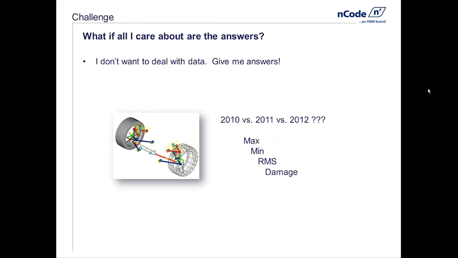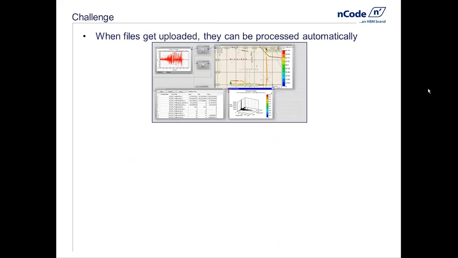Now, what about if all I care about are the answers? I don't want to go back and recalculate numbers and results. I don't want to download data. I don't want to go and run things through Excel. I just want to look at results. And maybe in this case, I want to look at results for the last 3 years of a given vehicle or component. What is my solution for that?